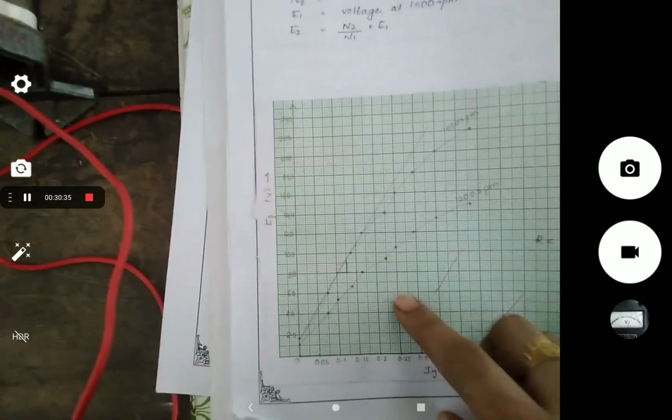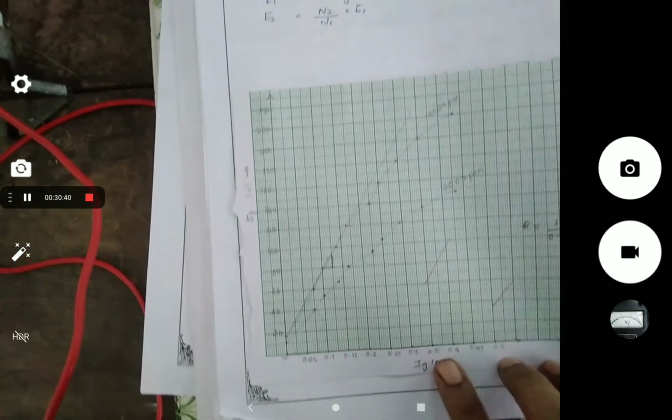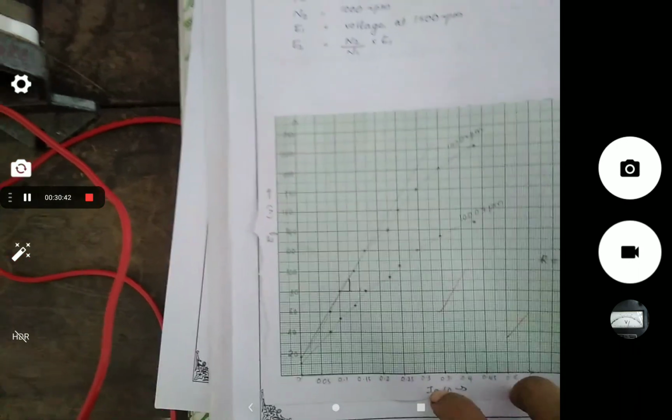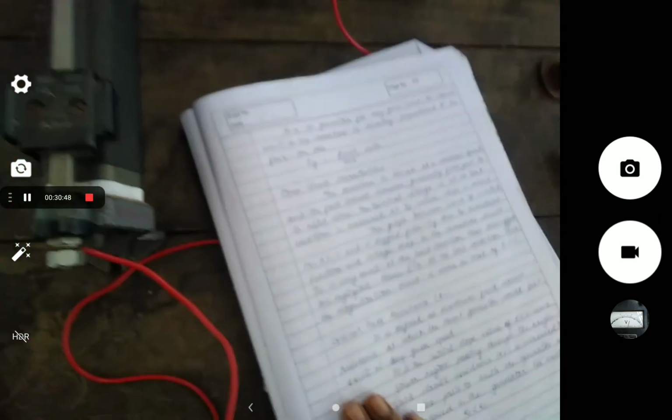Draw the two graphs, that is, generated EMF versus your field current. Okay, so draw these curves and find out your critical resistance also. Just delta V by delta I.